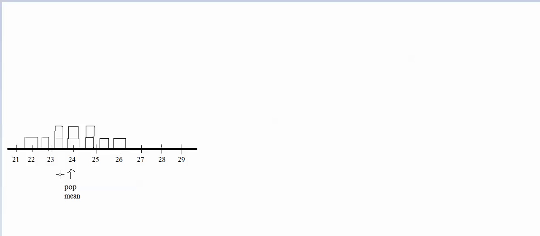And we also found the margin of error. We found the 60% margin of error and the 80% margin of error. Let's start by looking at the 80% margin of error. The 80% margin of error was the distance from the population mean of 24 to the boundaries of the middle 80% of the possible samples.